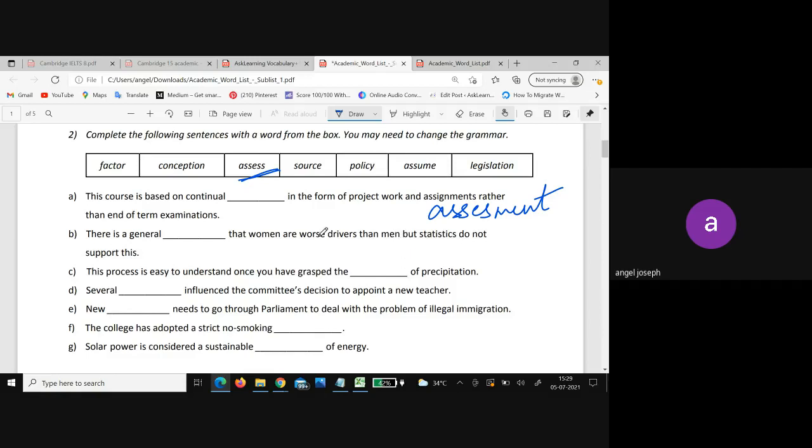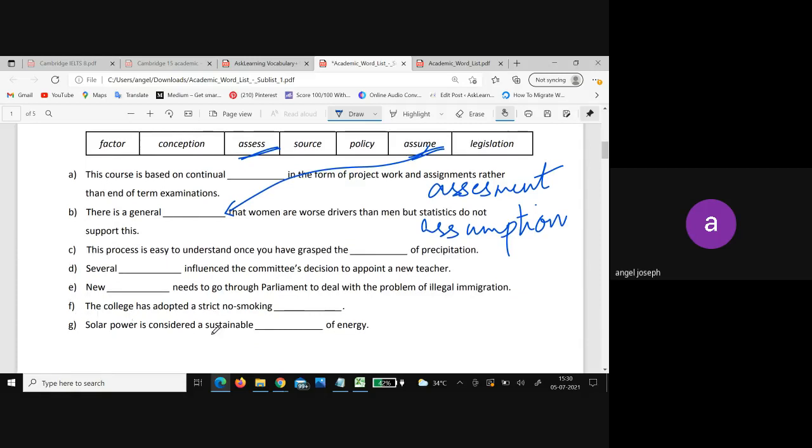So can we just run and see any other word? Any other word? Assumption. Okay, from assume, we'll put another form of assume here and the word becomes assumption. Assumption means a thought which is there. Is there proof for it?